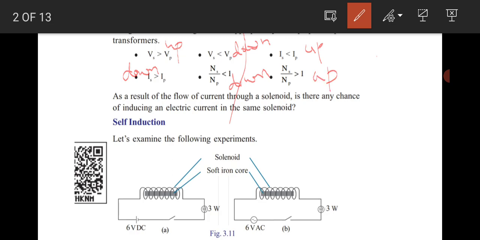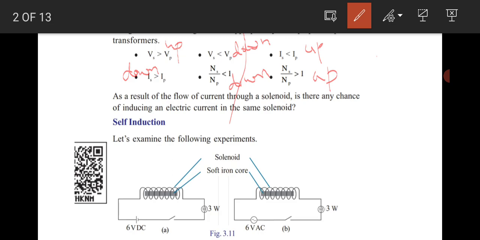This is the way to find out the relations of a step-up and a step-down transformer. This is very simple. I hope you can understand how to find out which relation represents a step-up or step-down transformer.